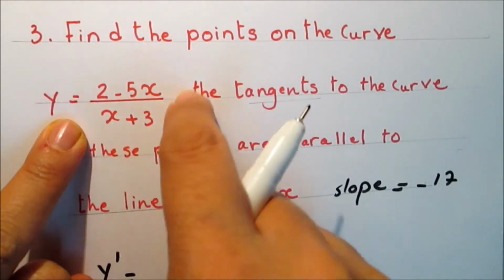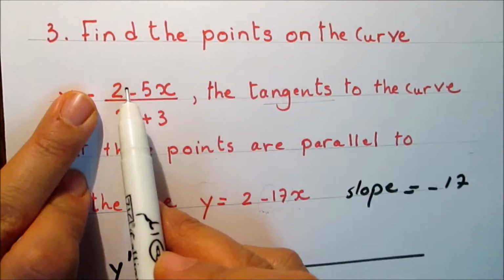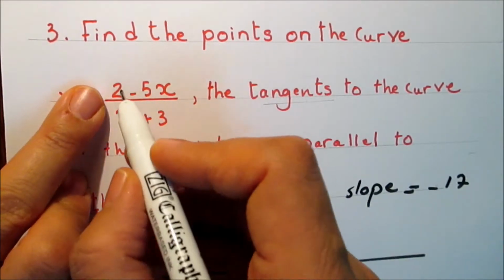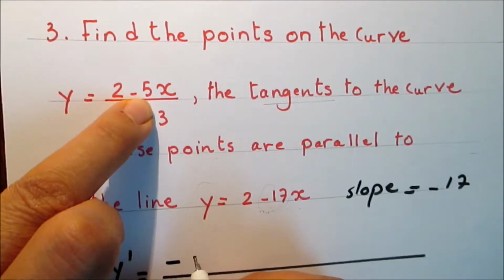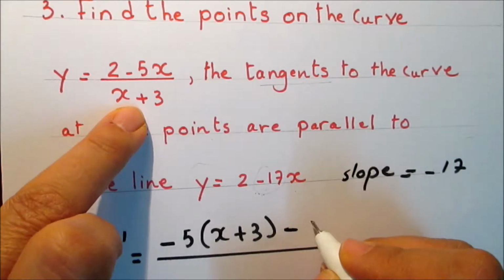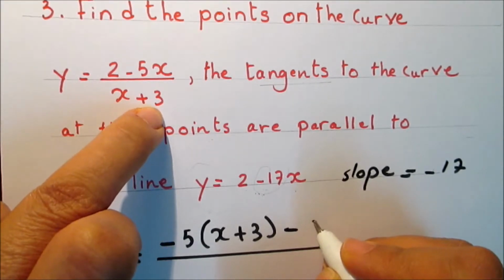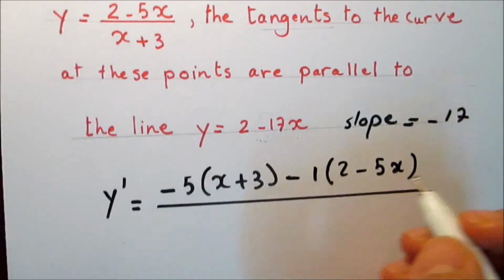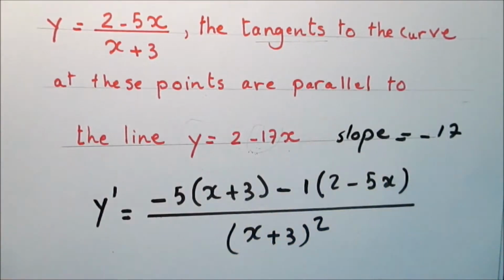The function represents the quotient of two functions. So the derivative equals the derivative of the numerator times the denominator. So the derivative of 2 is 0, minus the derivative of 5x which is 5, times the denominator x plus 3, minus the derivative of the denominator, which is 1, times the numerator 2 minus 5x, and down we have the square of the denominator, so (x plus 3) squared.